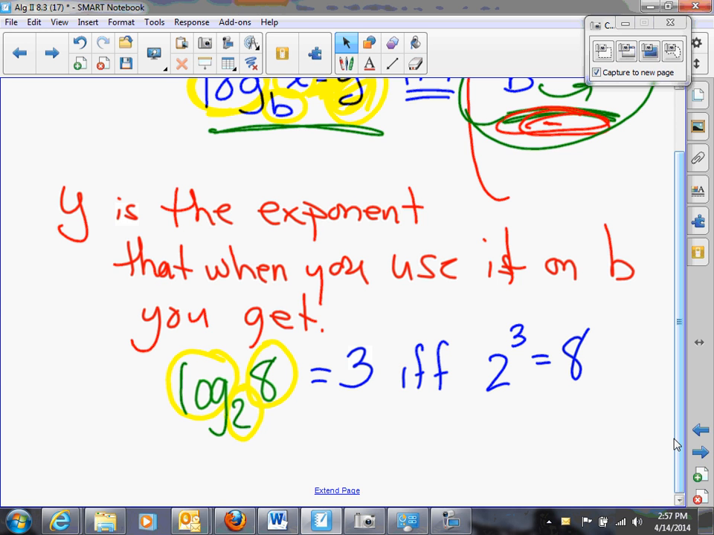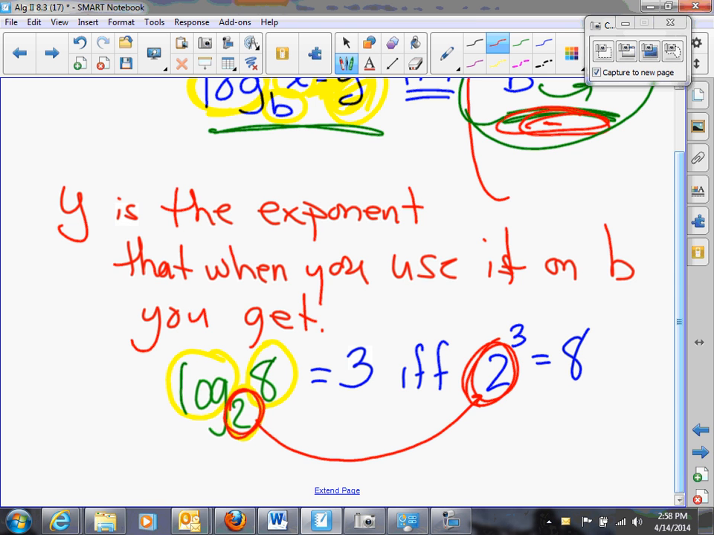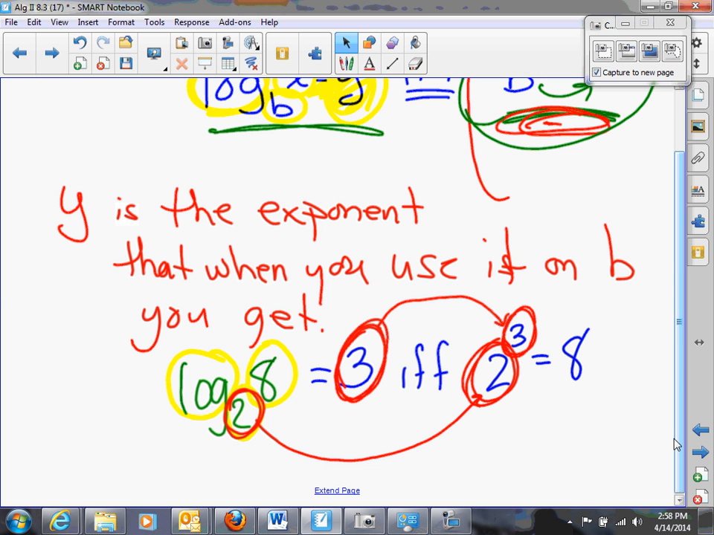Okay, now, one of the things it is very important for you to be able to do is to take these two equations, and if you have one, write the other one. A couple of things that I noticed when I was a student here was that the base of the logarithm ended up also being the base of the exponential function. And remember, the log is an exponent, so the thing that you get is going to be the exponent of the exponential function. And then, of course, the 8 goes in the other spot.